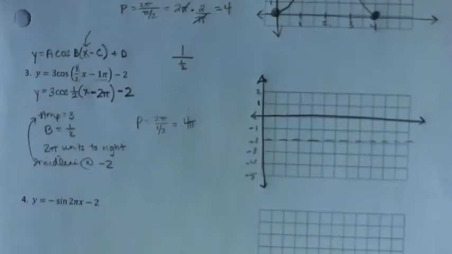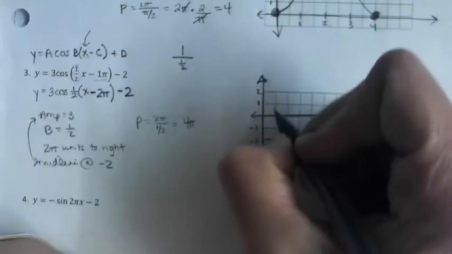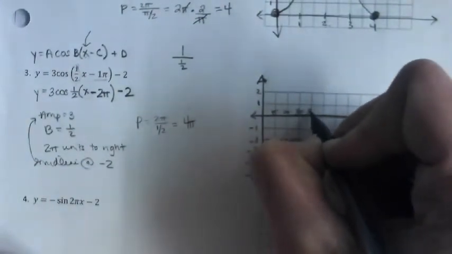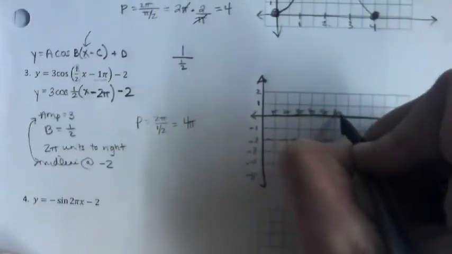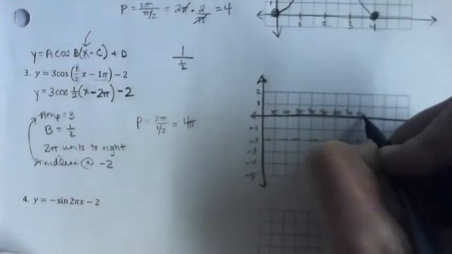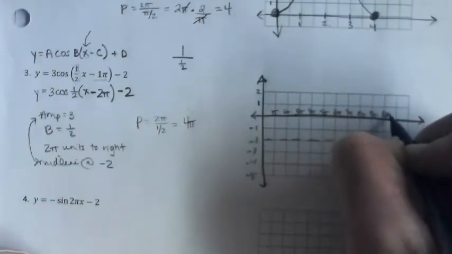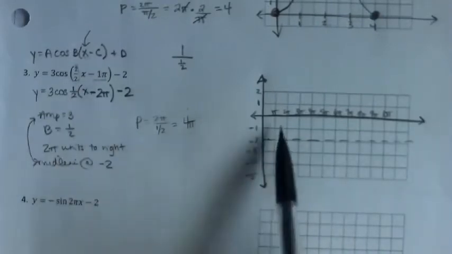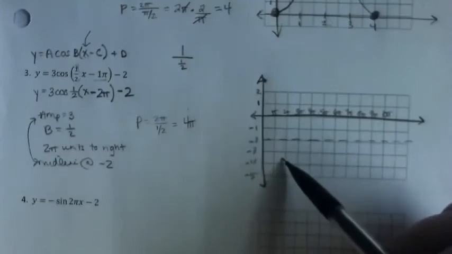The problem is our cycle isn't starting until 2 pi. So I'm going to count by pi's. 1 pi, 2 pi, 3 pi, 4 pi, 5 pi, 6 pi, 7 pi, 8 pi. I'll just go to 10 pi and see what happens. So my cycle isn't starting until here, which is a little off. It's going to kind of be floating in the middle.